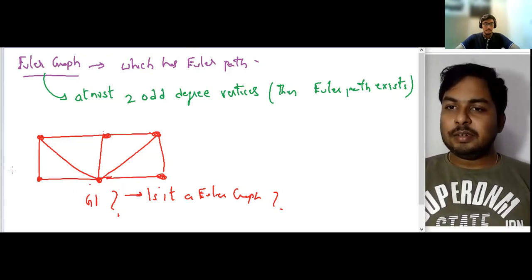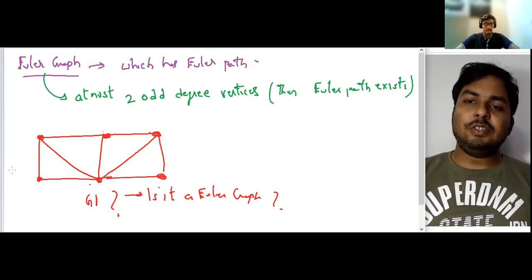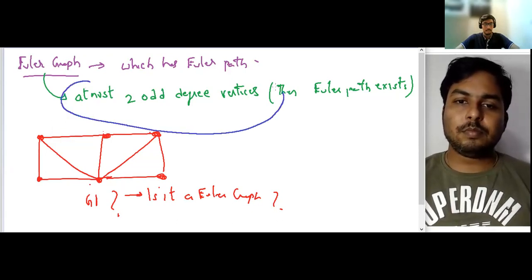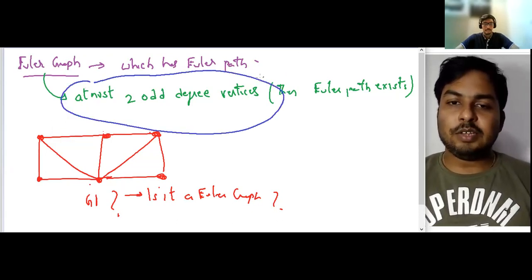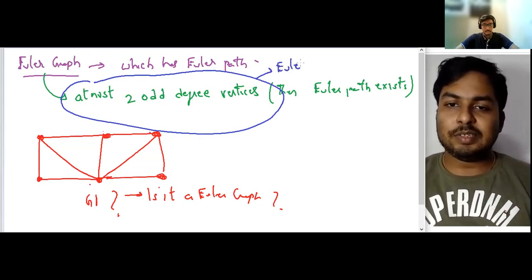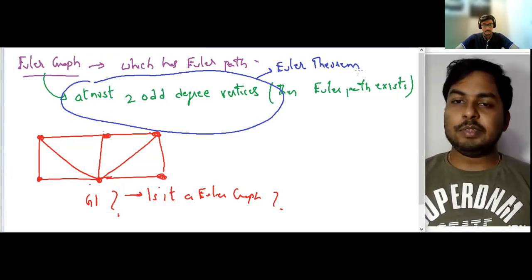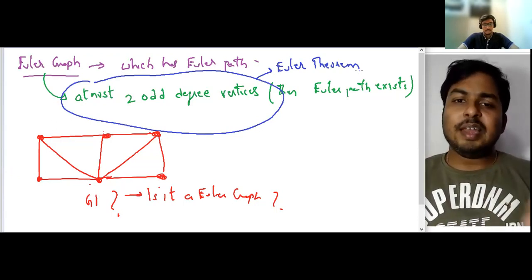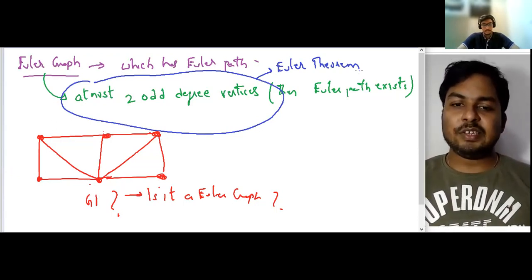What is the second way? The second way is you can use this theorem. This theorem is called Euler theorem. Okay, this theorem has a name. Euler theorem says that a graph is a Euler graph if it has at most 2 odd degree vertices. So we can apply this theorem and say whether it's a Euler graph or not.